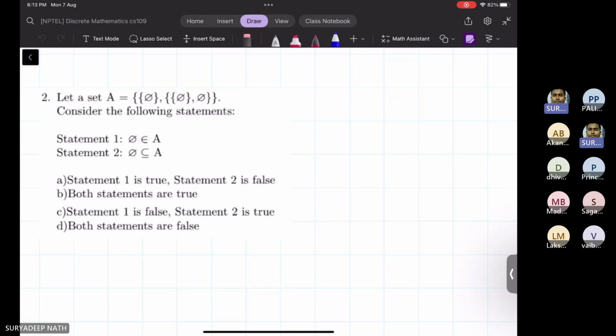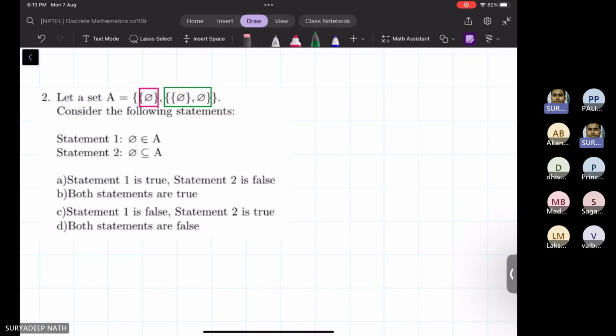Okay, so I have pasted question number two. Let us try to solve it. Question two says that we have a set A which consists of two elements. So let us look at the two elements. This is one element, and this is another element. So the set A consists of two elements.